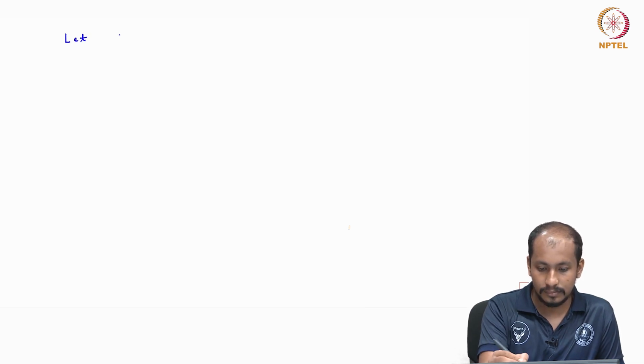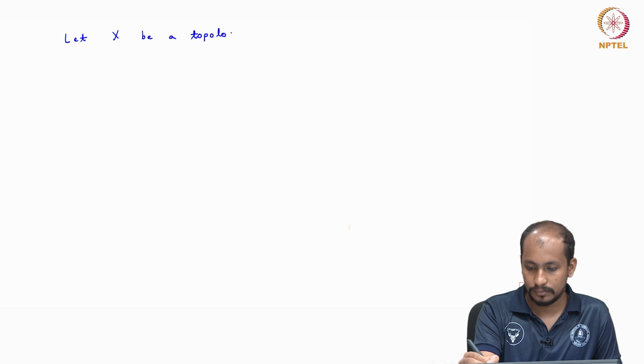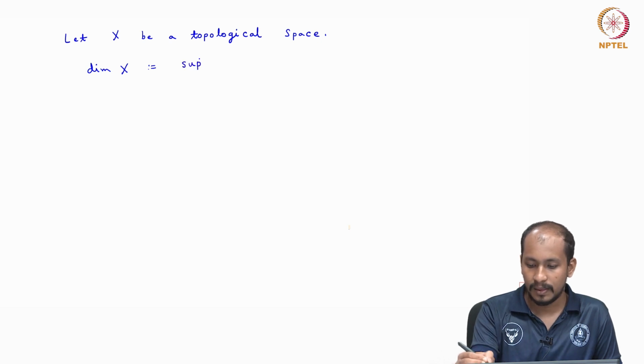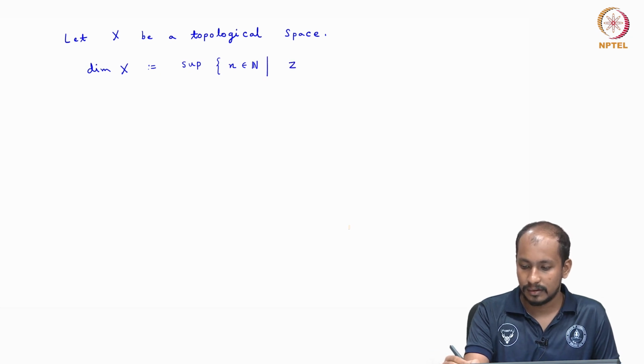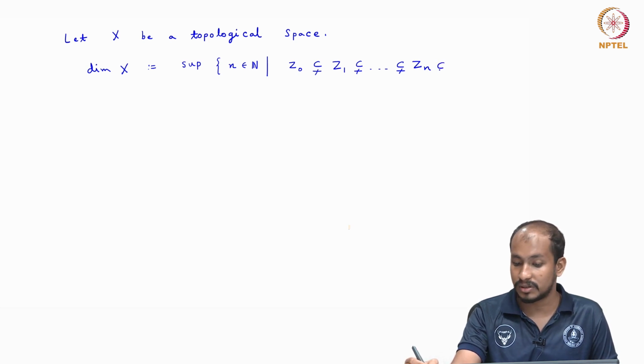Let X be a topological space. Then the dimension of X is defined as the supremum of all the natural numbers n such that there is a chain Z0 properly contained in Z1, properly contained in, up to Zn, a chain of closed irreducible subsets of X.